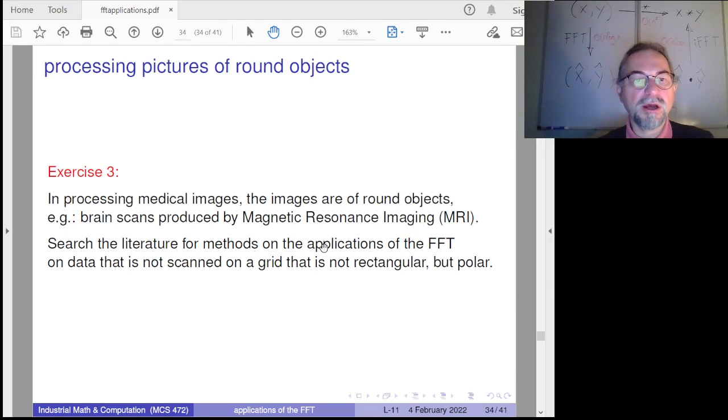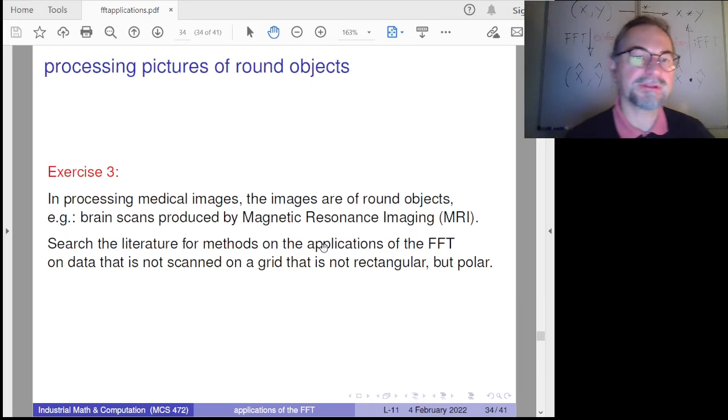So the signals that are coming in are actually distances from a certain center. So check how the fast Fourier transform is applied there. Are there specific fast Fourier transforms that will actually do this?